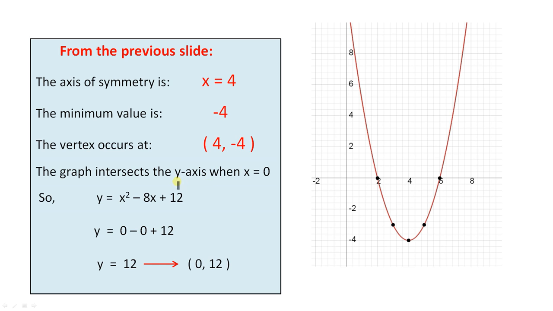We can also work out where the graph intersects the y-axis. All you do is you let x equals 0. When you do that, that gives you y equals 12. So (0, 12) is the point of intersection of the y-axis, and that's right up here. That's out of the range of the slide, but you can see how the parabola is heading in that direction. So the intersection on the y-axis is (0, 12).